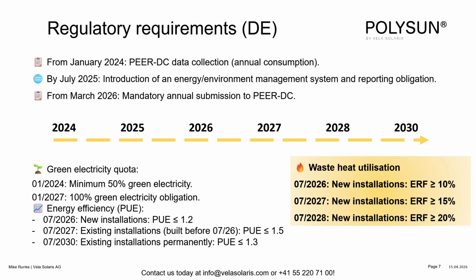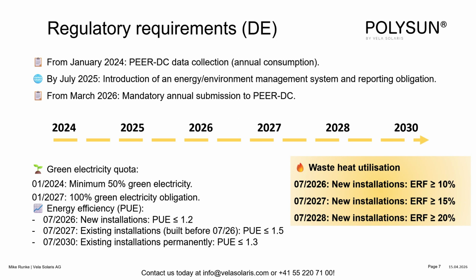Subject to technical and economic feasibility, from July 2025, there is an obligation to implement an energy and environmental management system. It's the ISO 50001 or the EMAS. So from 2027, 100% renewable electricity must be used for all data centers.